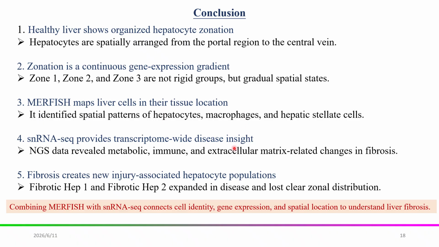Fourth, single nucleus RNA sequencing, which is the NGS method, provided the transcriptome-wide disease information, and it also revealed metabolic, immune, and extracellular matrix related changes in fibrosis. And the fifth conclusion is that fibrosis created two new injury-associated hepatocyte populations, called fibrotic hep1 and fibrotic hep2. These populations expanded in disease and lost clear zonal distribution. So the final message is that combining MERFISH and single nucleus RNA sequencing connects cell identity, gene expression, and spatial location to better understand liver fibrosis in future studies.